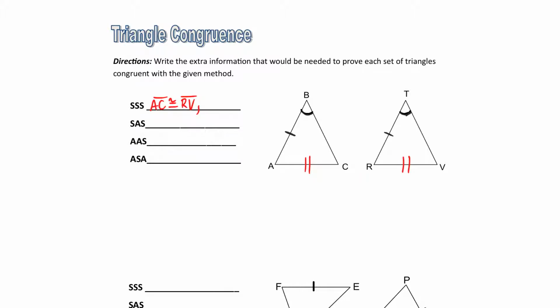Okay? So for SSS, is that enough for what I have marked right now? No. What else do I need to know? I need to know that BC is congruent to TV, right? So at this point now, I have the first set of sides, which was already marked. I have that second set, and then I have the third set that I just marked. So that's my SSS. Now I could do it if I knew that.